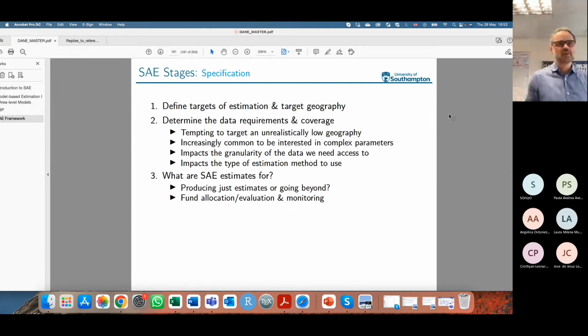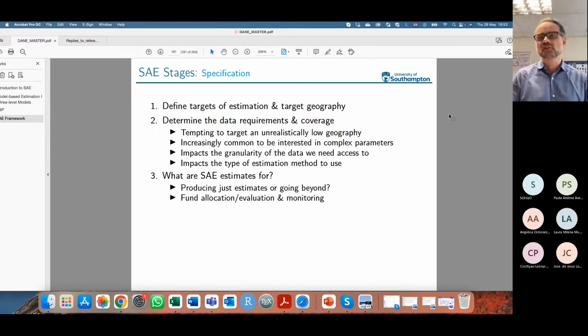Clearly, in your case, that's not a big problem because you have rich data sources, but if you come across other kinds of applications where the data sources are not that rich, or maybe you're in a setting where you don't have access to these data sources, then obviously you have to consider all these steps. And the other thing you need to consider is why do you want to produce small area estimates, right? What is the purpose of producing them?